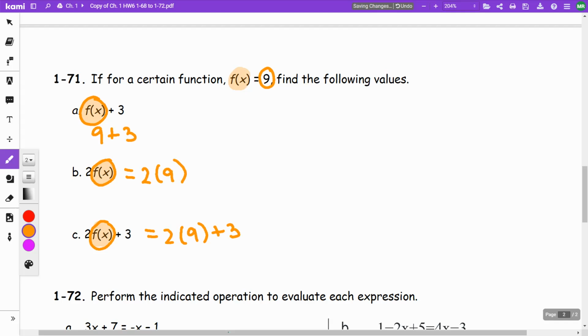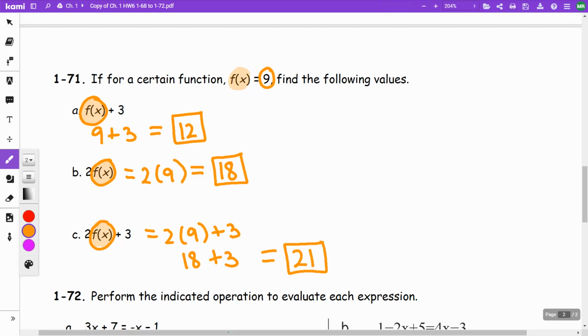So f of x plus 3, when f of x is 9, 9 plus 3 is 12. That's my answer. 2 times f of x, well, f of x is 9, so I really have 2 times 9, which is 18. And then for C, I have 3 more than 2 times 9. Well, 2 times 9 was 18. I'm adding 3 onto that, so I'm going to get 21.